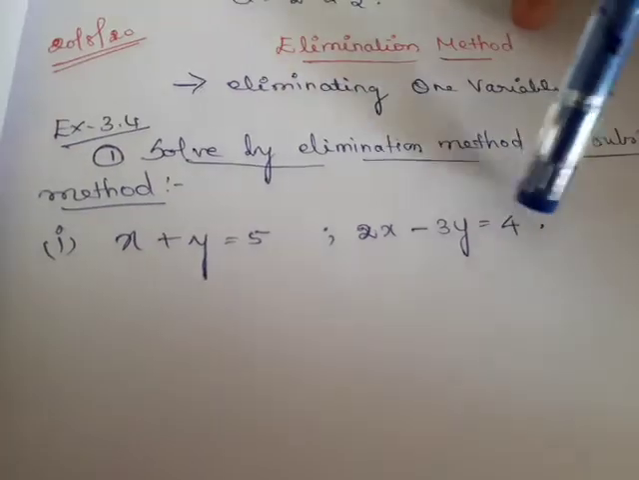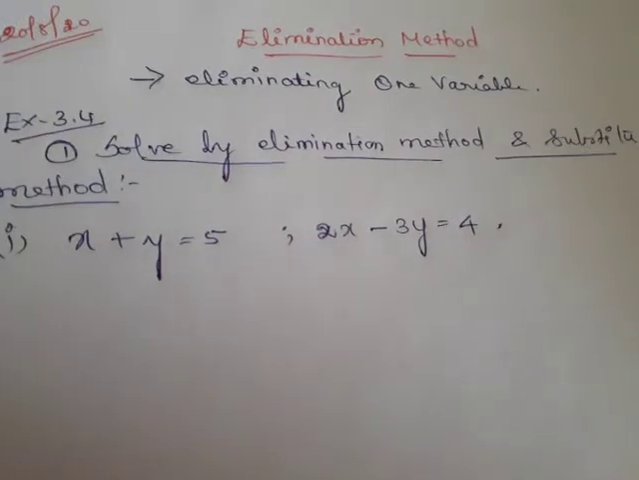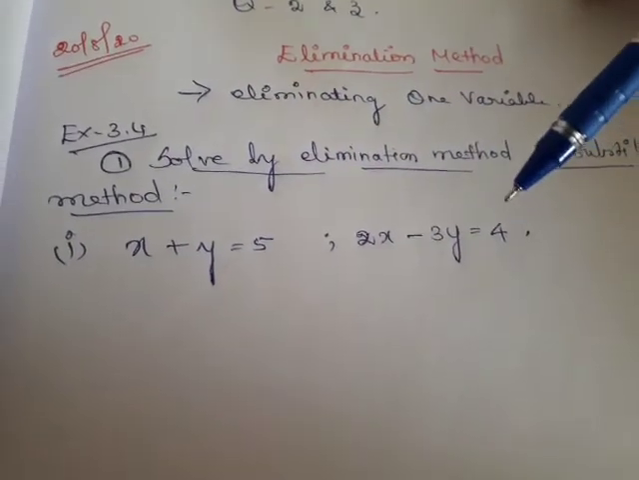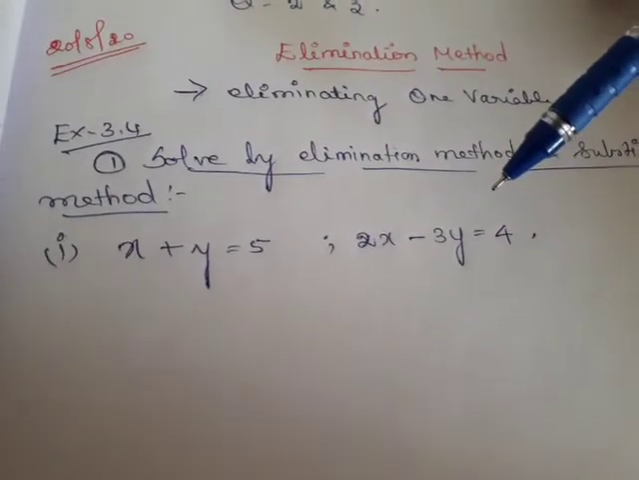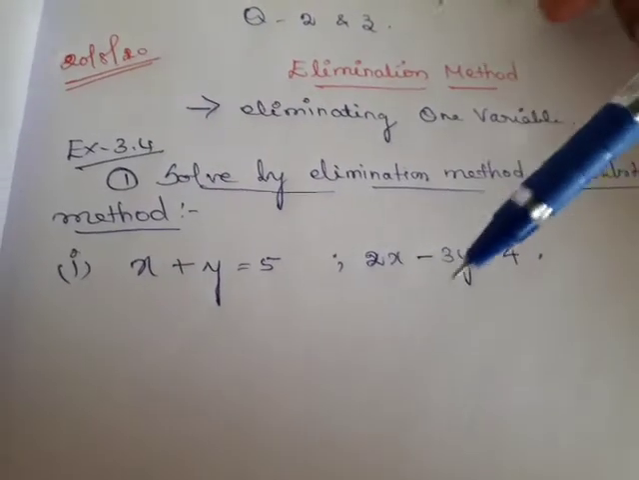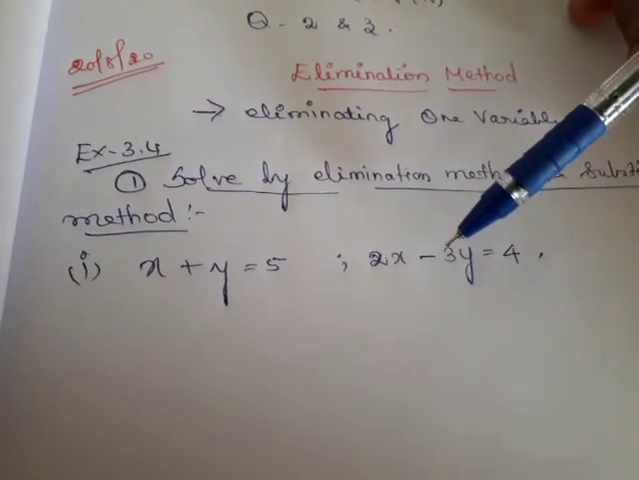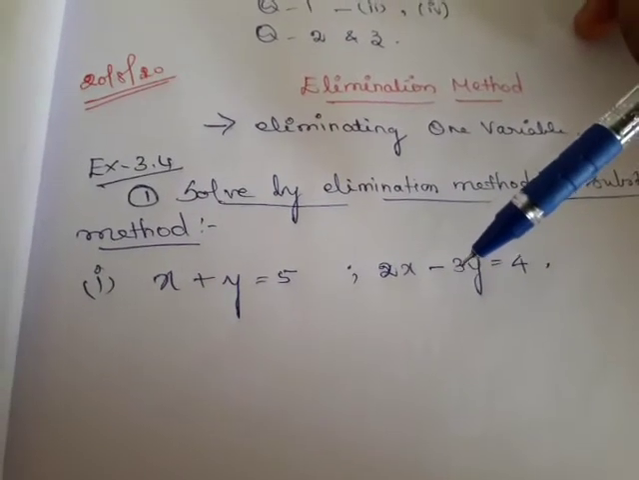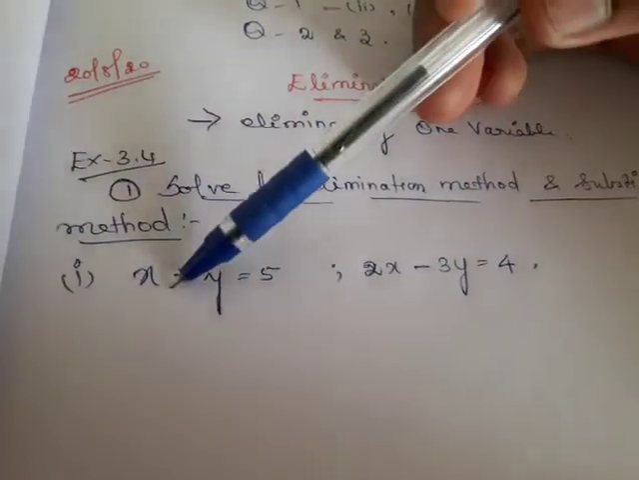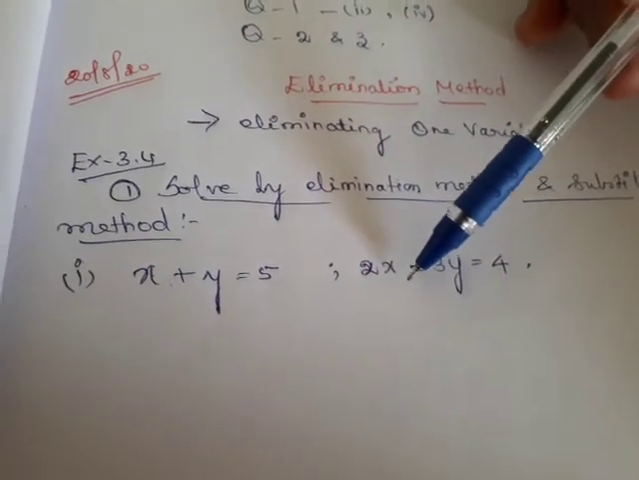Now let us see how we can solve this through the elimination method. x plus y equals 5, 2x minus 3y equals 4. Whenever you have the same variable with the same coefficients that differ only in sign, you can directly eliminate one variable by adding those two equations. I told this hint already while solving equations in polynomials. Hope you remember. But when you have two equations with different coefficients, then you have to think a little bit.